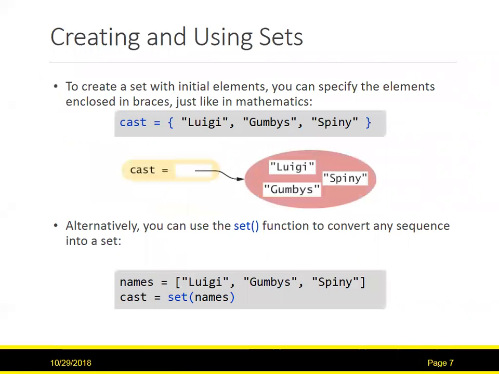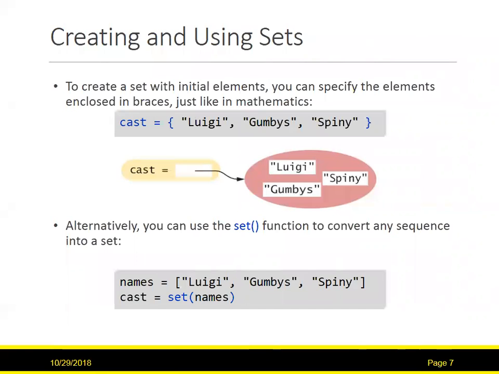All right, in our example here, we're going to create a set of Luigi, Gumby, and Spiny. Spiny is a Mario character. Oh, obviously I play games a lot. So they're stored in there, not necessarily in that order. They probably are, but don't have to.